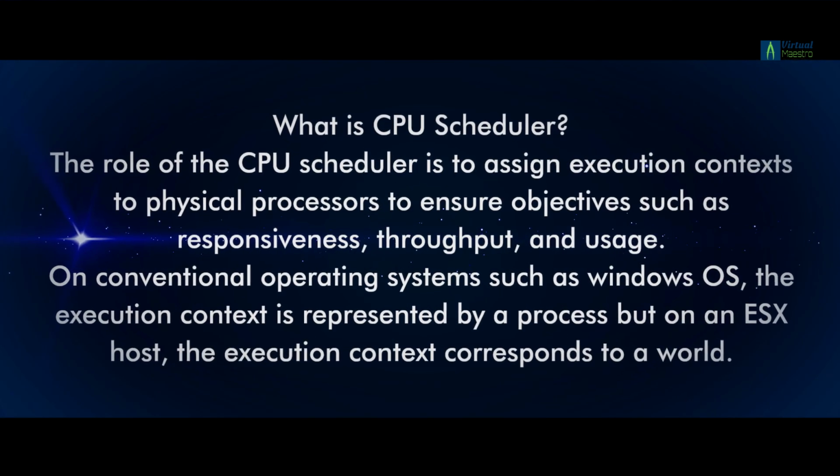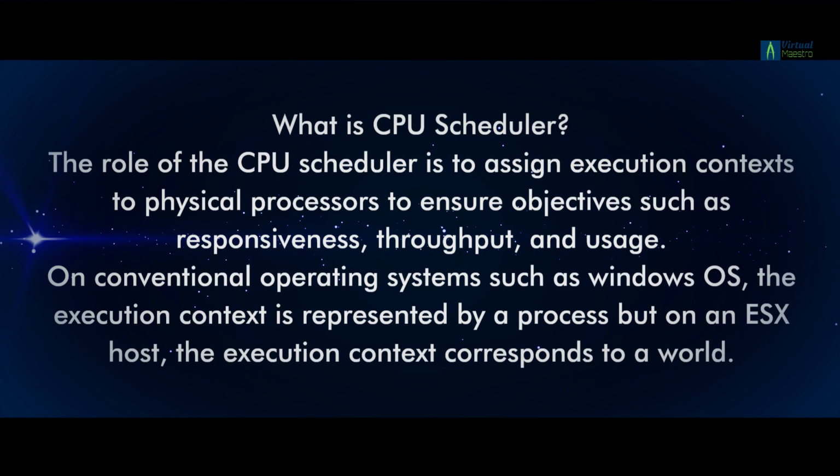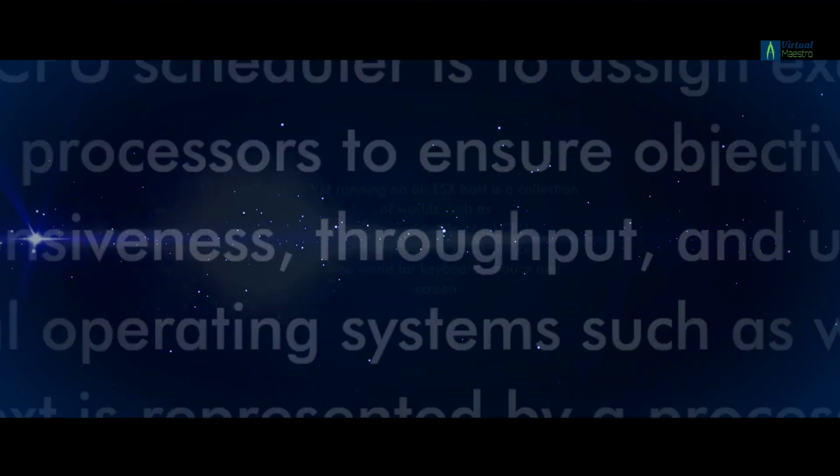What is the CPU scheduler? The role of the CPU scheduler is to assign execution contexts to physical processors to ensure objectives such as responsiveness, throughput, and utilization. On conventional operating systems such as Windows, the execution context is represented by a process, but on an ESX host, the execution context corresponds to a world.